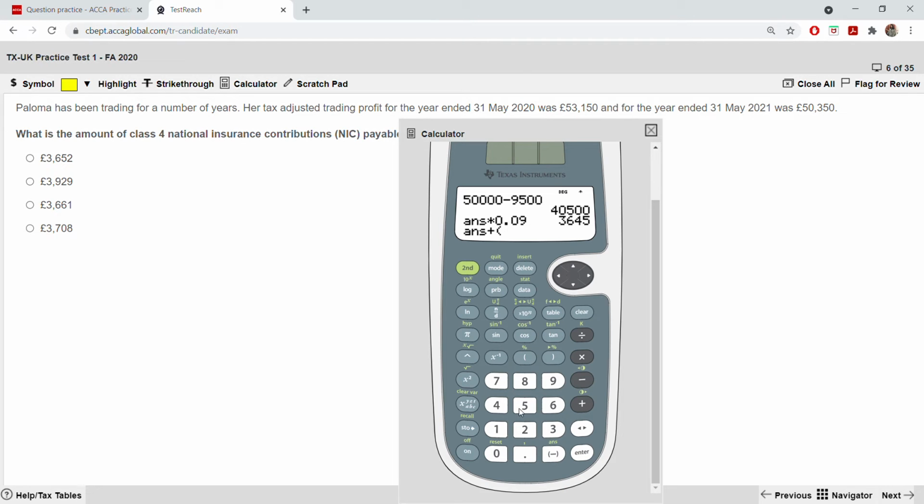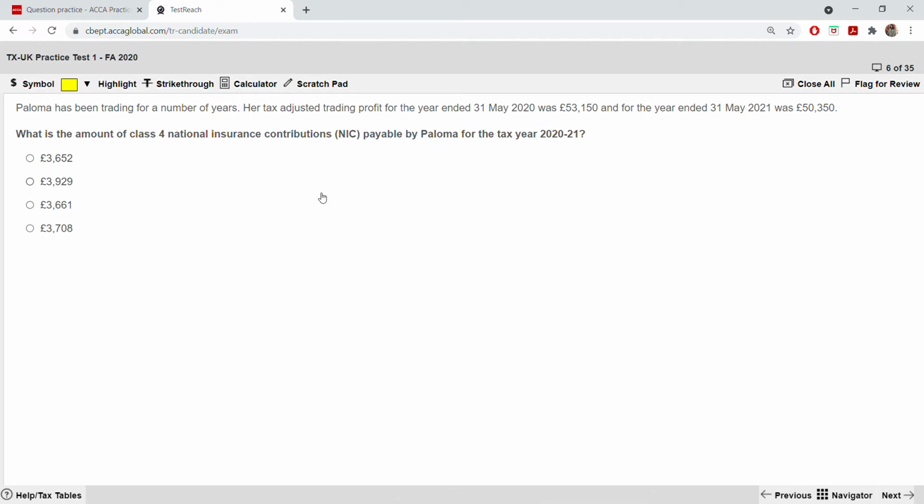$53,150, which is for 31st May 2000. Okay, 53,150 minus 50,000 because it exceeds the upper limit, into 2%. It is 3708. So it is this. Next.